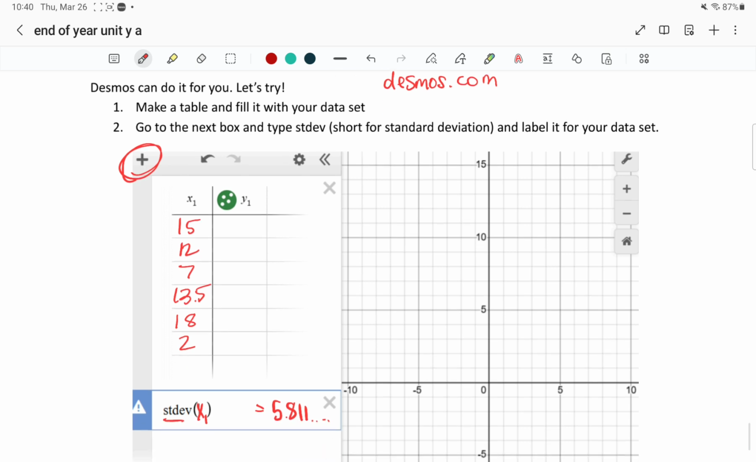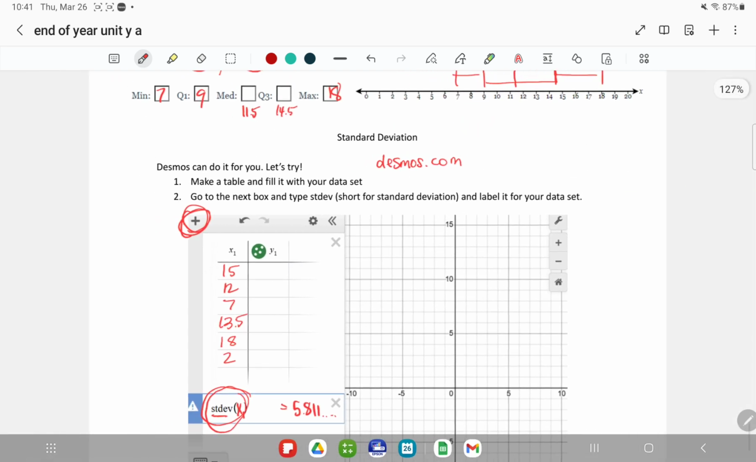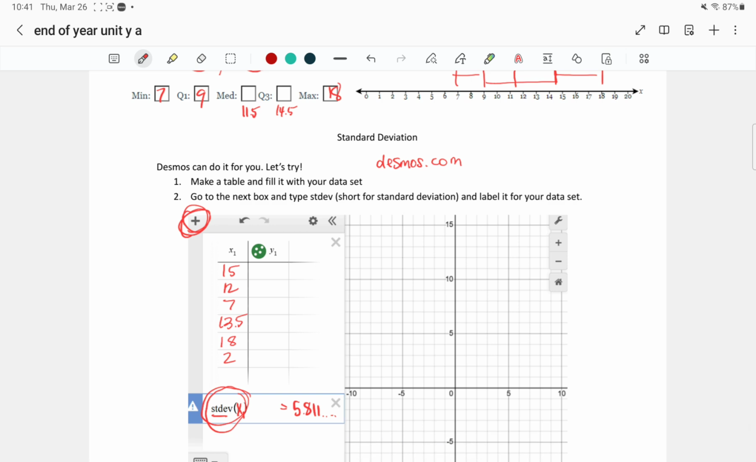You go to the Desmos calculator, you click the plus sign, you add a table so that you get this, and then you just copy your list of numbers in here. Hit enter so that you're now in a new box, and you write STDEV X1 and you get your answer. Okay, that is 9.4. That is the last bit of stuff that we need before we take the state test.